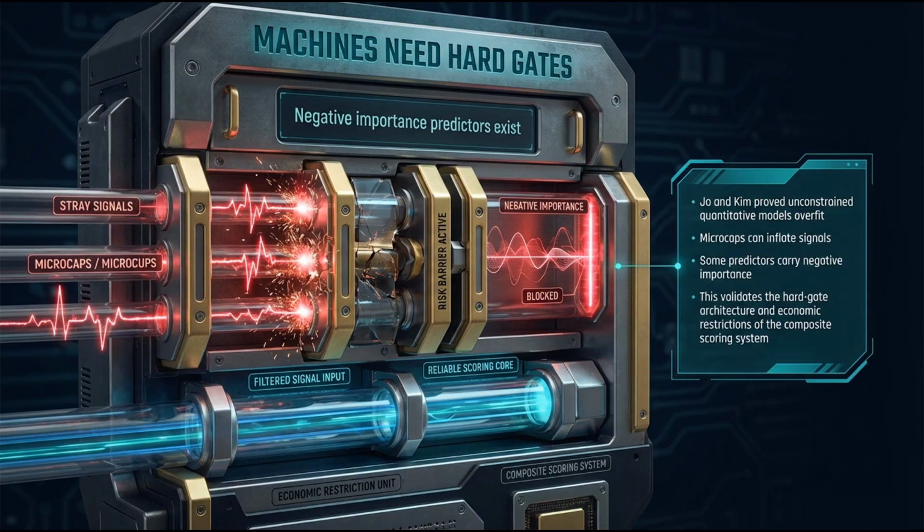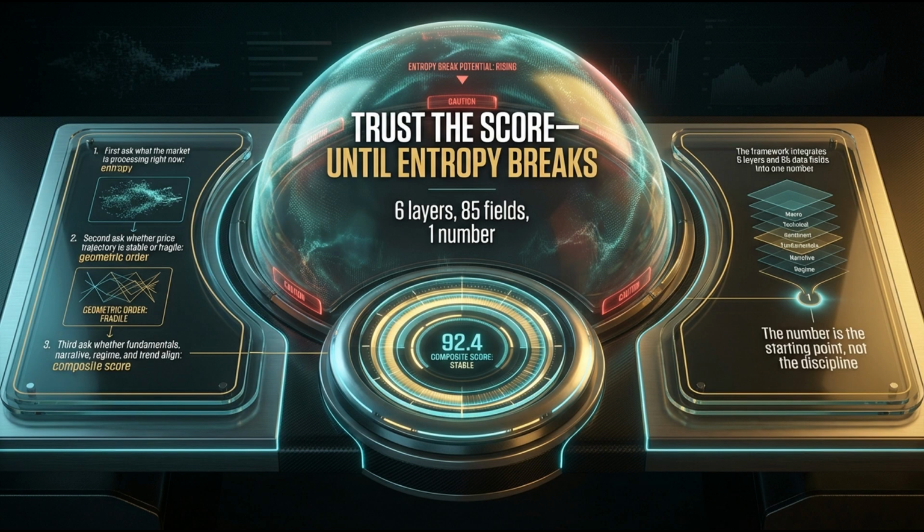We have arrived at the synthesis of our journey. The final discipline of this framework boils down to 3 absolute, irrefutable truths. Let's lay them out. First, you must determine exactly what the market is processing at this exact moment, which is measured flawlessly by the entropy layer. Second, you must determine whether the current trajectory is structurally stable or fragile, which is defined by the geometric order. And the third? Third, you must verify whether the fundamentals, the narrative, the regime, and the trend are in total alignment, which is quantified by the composite score.